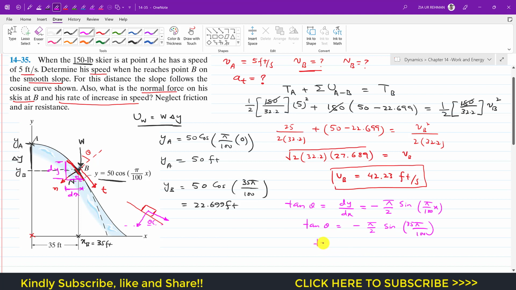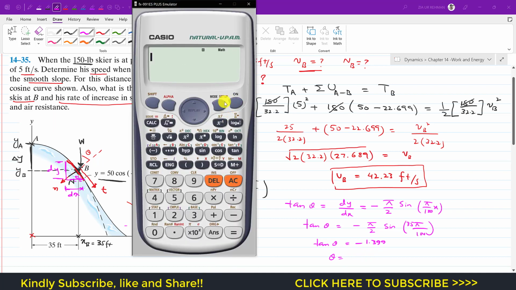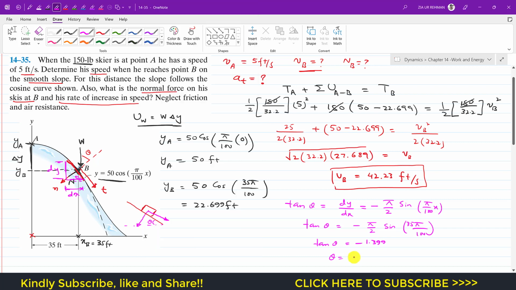So tan theta is minus 1.399, and if we take tan inverse, that will give us the angle. So theta is tan inverse of this answer. First let me convert the calculator into degrees so that we can get the angle in degrees. So now I will write tan inverse of minus 1.399, and the angle is minus 54.44 degrees, and the minus sign indicates that the angle is in the counterclockwise direction.